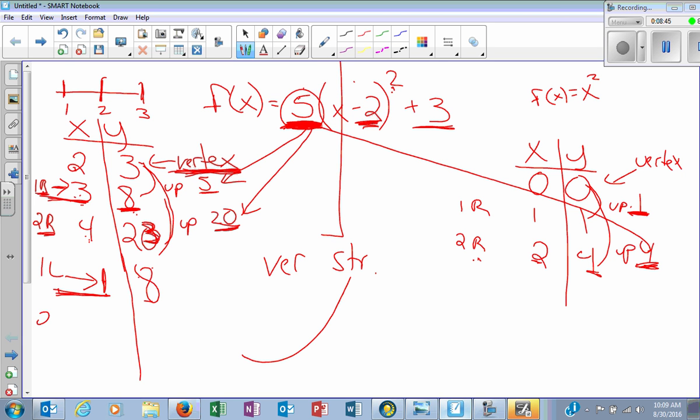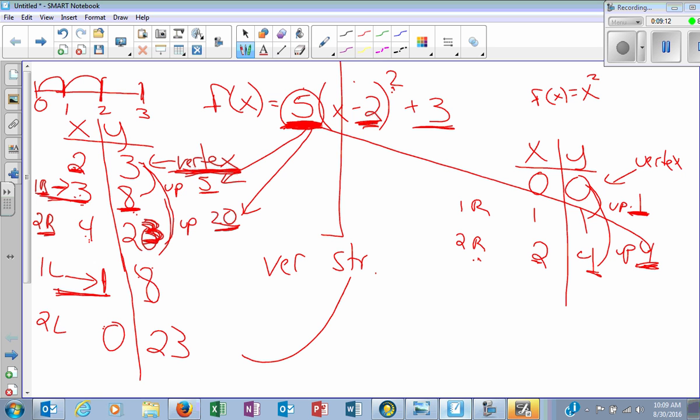If I went 2 to the left, where would I be at? 2 to the left from 2. 1, 2. My x would be 0. Does everybody see that? What would be my y that would mirror that? This is a 23. You see how I'm getting those ordered pairs real quick? That's that mirror idea that I was talking about.